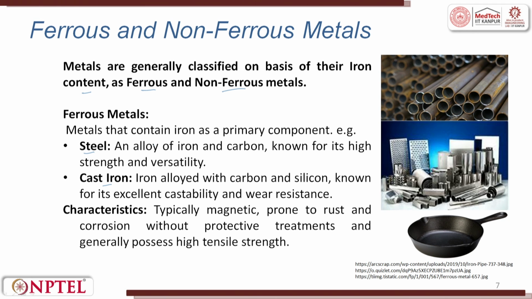So, metals that contain iron as a primary component: we have steel, an alloy of iron and carbon known for its high strength and versatility. Cast iron is iron alloyed with carbon and silicon, known for its excellent castability and wear resistance. The difference will be the percentage of carbon. In cast iron, the carbon content will be a little higher. Characteristics: typically magnetic, prone to rust and corrosion without protective treatments, and generally possesses very high tensile strength. So, this you should understand.